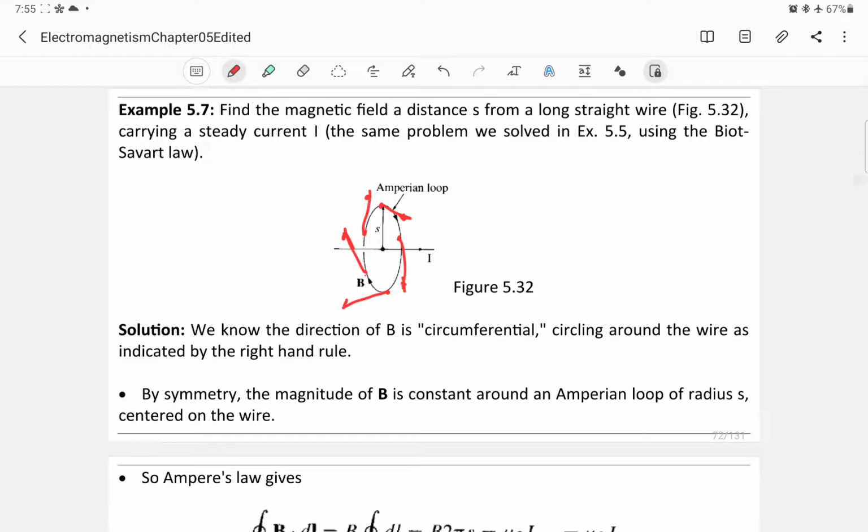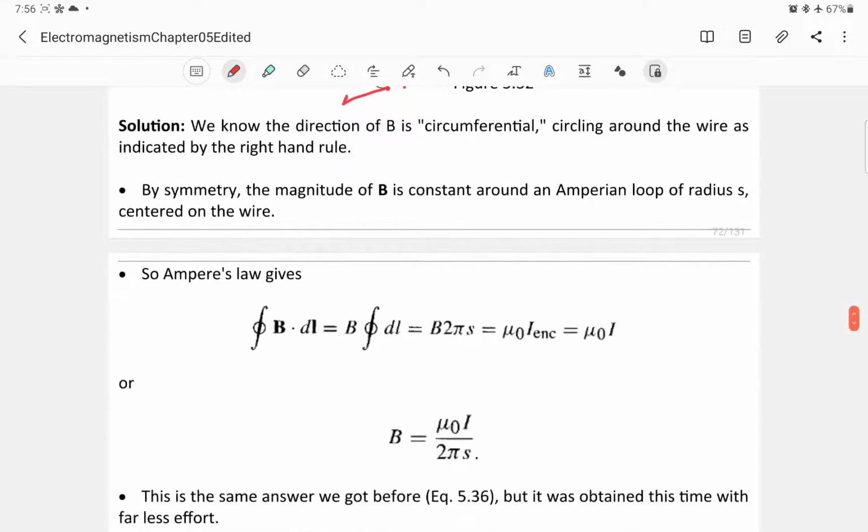By symmetry, the magnitude B is constant around an Amperian loop of radius s centered on the wire. So the magnitude of the magnetic field at each point in this circle is the same, but they differ in direction at each point. So anyway, let's look at Ampere's law.